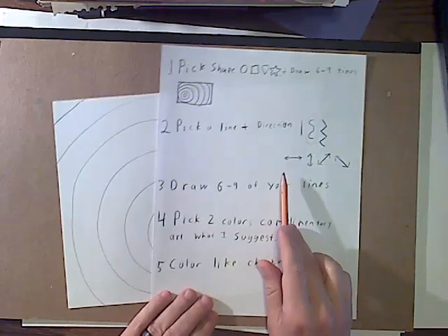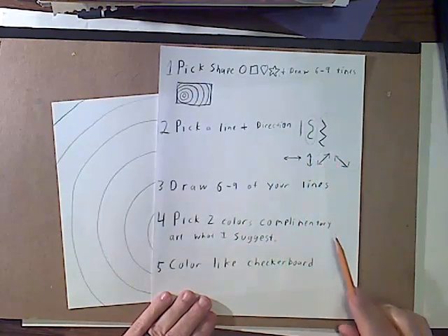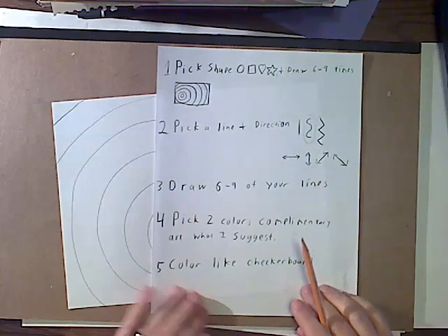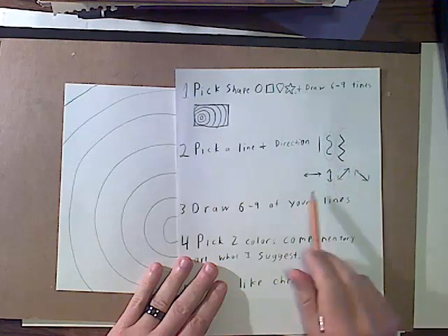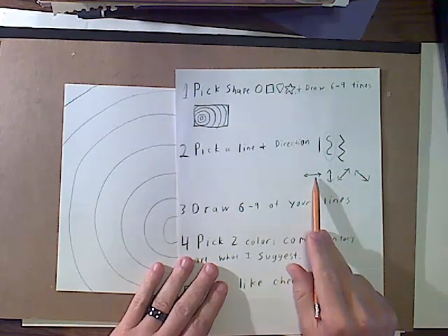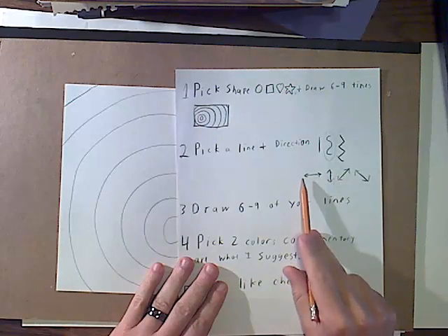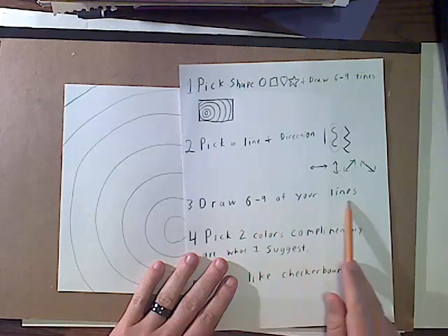Now, if you look over here, this is either horizontal, vertical, or one of the two diagonals. So let's say Mr. Griffin wants to do a diagonal. Guys, you can do these. I'm leaning towards these, but these work just as fine. If I would have done that, that's fine. And then you draw once again 6 to 9 of your lines.